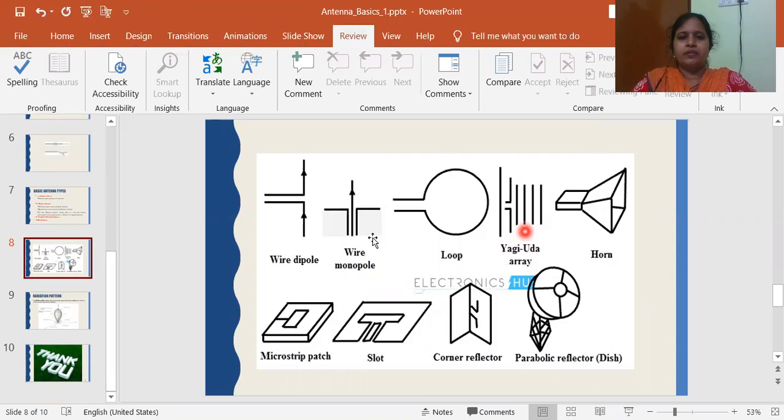First three antennas are called wire antennas. These two are called aperture antennas. These two are microstrip and slot antennas, and these are corner reflector and parabolic reflector antennas. These are used for satellite communication, and these two are used for TV transmission and reception.